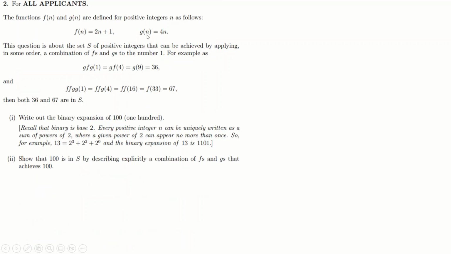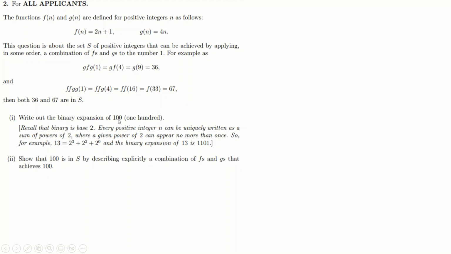So we've got these two functions here, and this is a really interesting question because you can do the entire question in two different ways, which I just think is quite interesting. You've got two functions, and you have to start with the number 1 and then just apply the functions in a bunch of different orders, and it's asking about which numbers you can actually make when you do that.